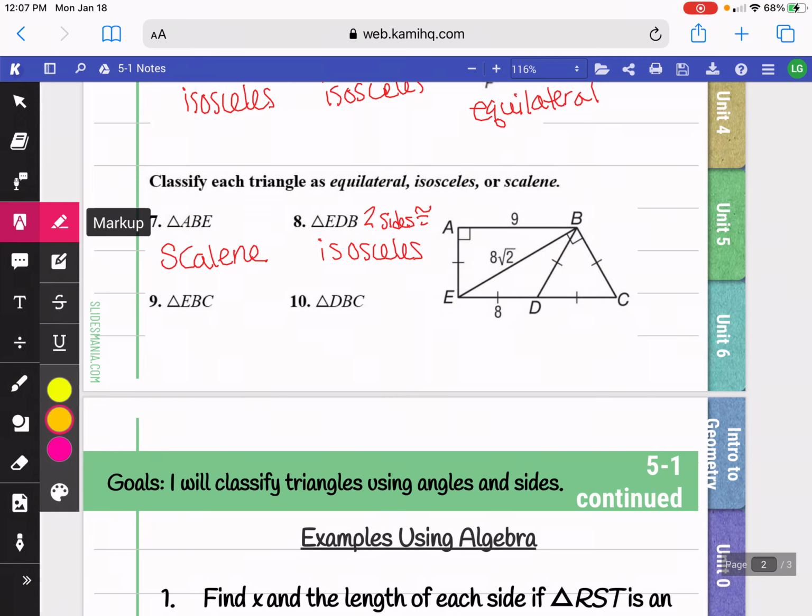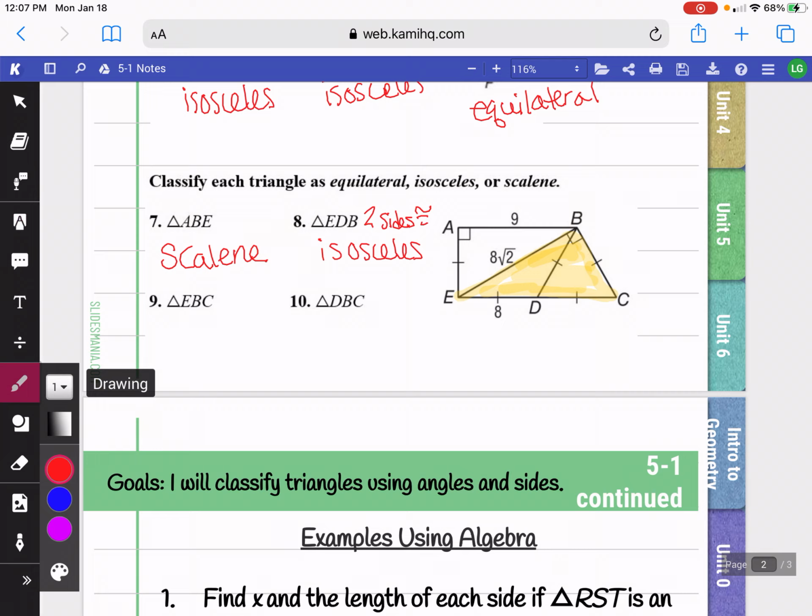If we look at triangle EBC, one of the sides is 8 root 2. This side's congruent to this side, so it's also 8. But here we have a long side. So this long side would be 8 plus 8, or 16. So all the sides are different, making this a scalene triangle.